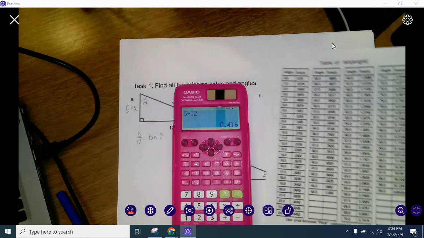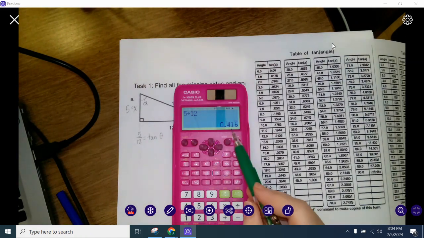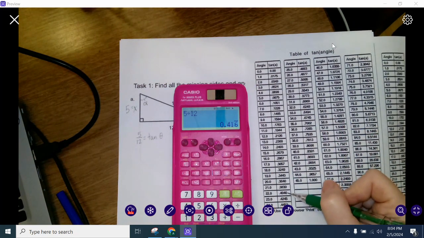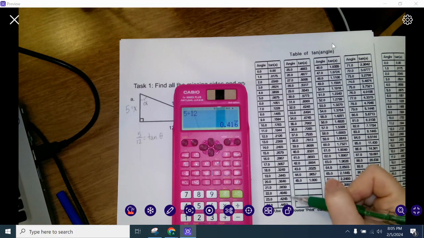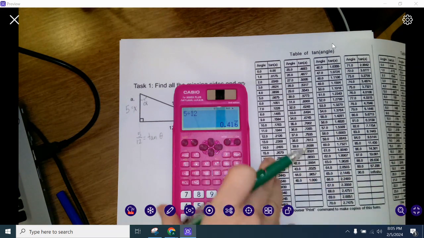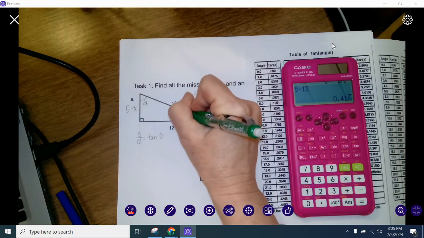So remember, you have this table in your notebook. So I'm going to be looking for the tangent ratio 0.41666. So I'm looking at, it looks like it's between 22 and 23 degrees. So I think 416, it's probably going to be closer to this one. So I'm going to say it's 23 degrees. So theta right here is 23 degrees.